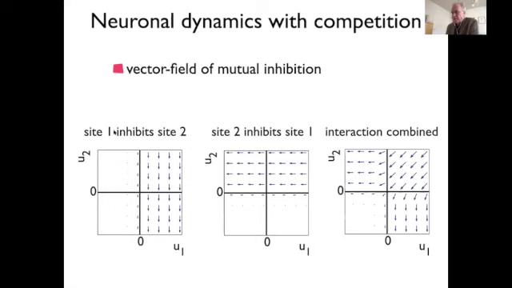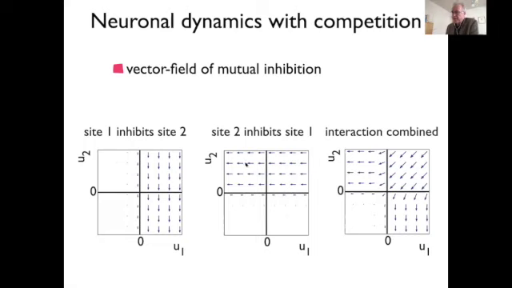So for instance, if I'm looking at the influence of neuron number 1 on neuron number 2, I call these now sites, because I'm thinking of a population. There are different locations in the population. So the population 1 inhibiting population 2, that means it's a contribution to the dynamics of 2, so negative, making a negative rate of change, but it's only non-zero where U1 is positive. So only in this right half does it show. In fact, the length of these vectors would be exactly described by the sigmoid function as I move along U1.